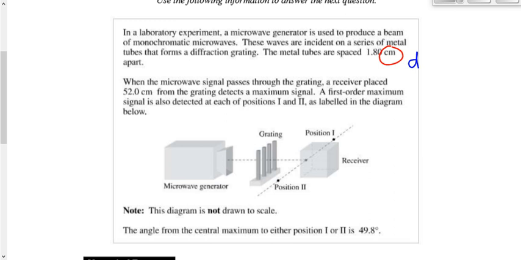When the microwave signal passes through the grating, a receiver placed 52 centimeters from the grating detects the maximum signal. That's going to be L. Okay, the receiver is going to be our screen. First order maximum signal is also detected at each of positions 1 and 2. So this would be our central maximum. This would be our first order maximum, and then this would be our first order maximum on the other side as well.